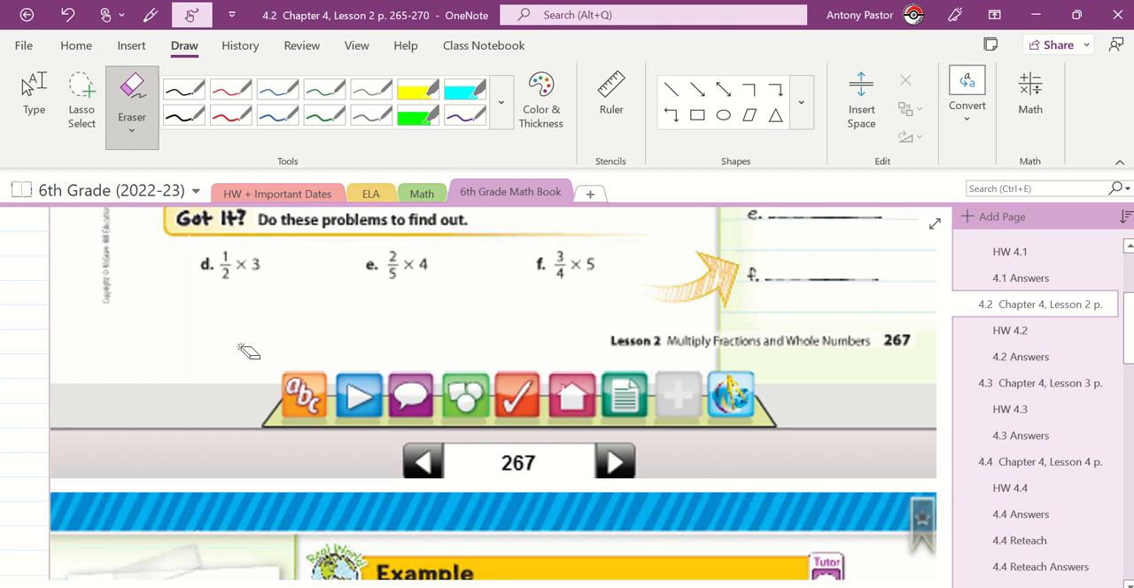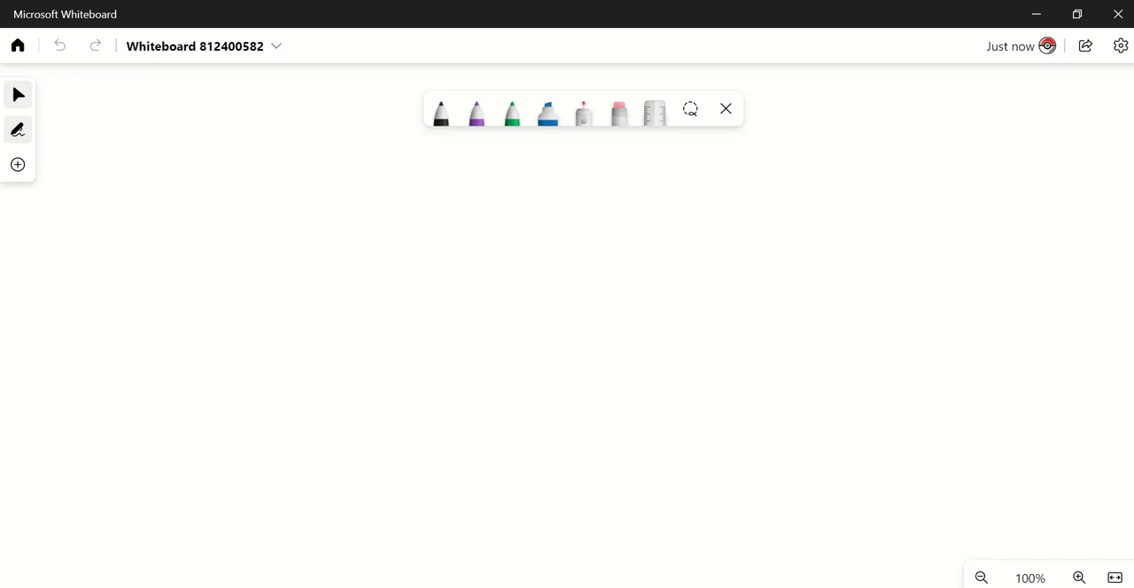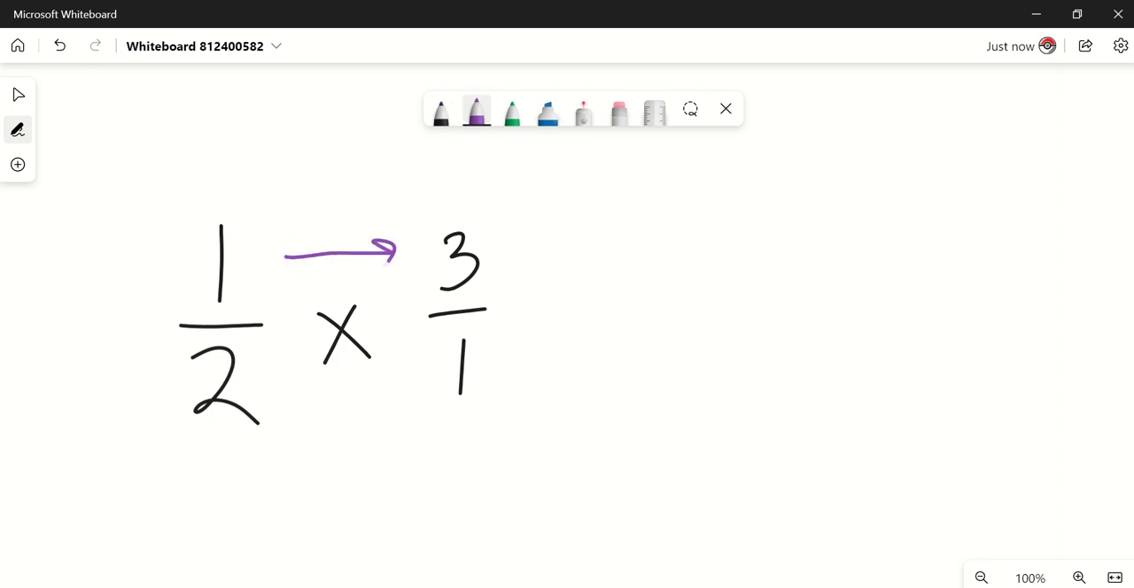And hopefully you went ahead and solved all these problems so we can go over each one. 1/2 times 3. That's the one we're going to start with first. We're going to multiply by 3, and again, my whole number should be over 1. Numerator times numerator, which will give me 3. Denominator times denominator, which will give me 2.